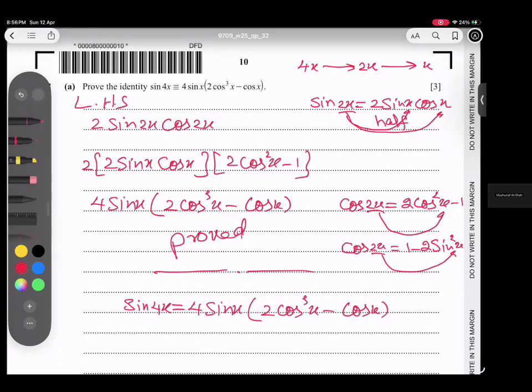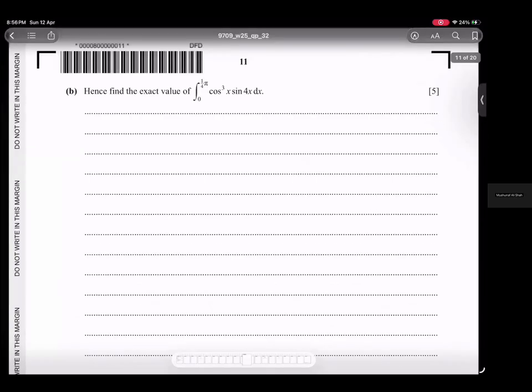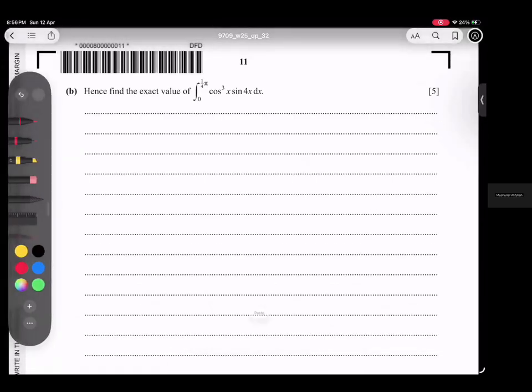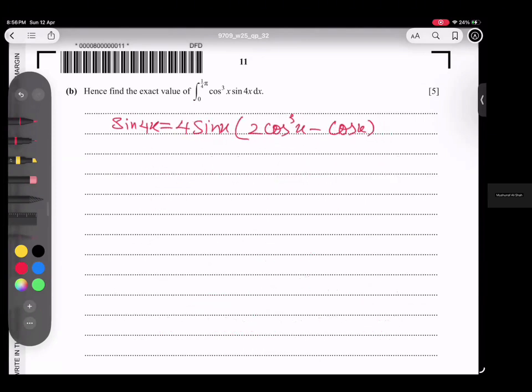Whenever the first part is proving, and the second part is integration, they are connected. And if the first part is differentiating, and the second part is integration, also connected. So I cut this from here, I bring it here. So let's try to do it. This part is given. We can see that it is available on top, and we can use it. This sin 4x we can replace. So I think it is clear.